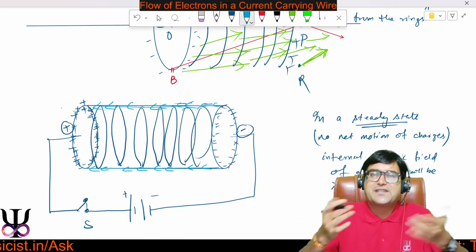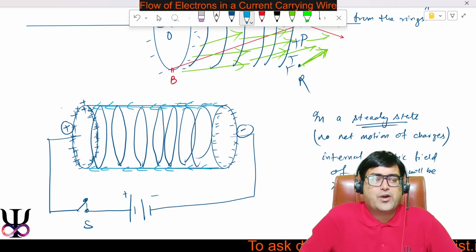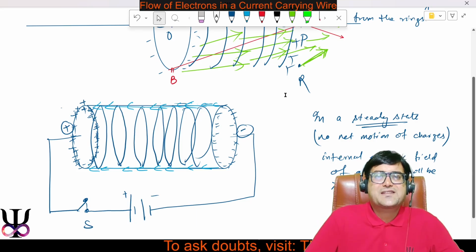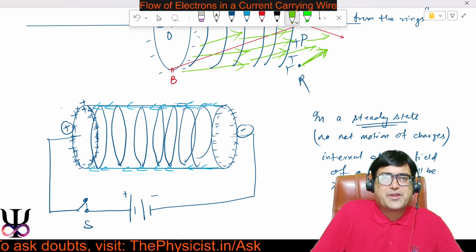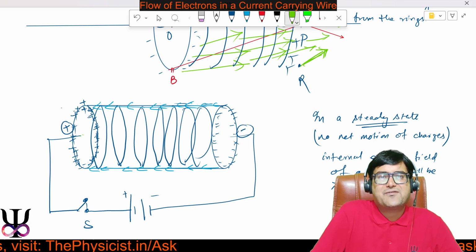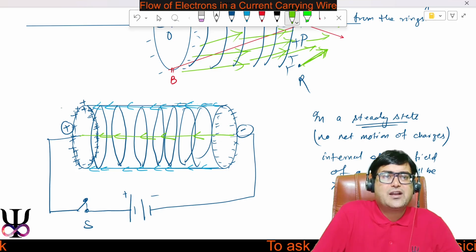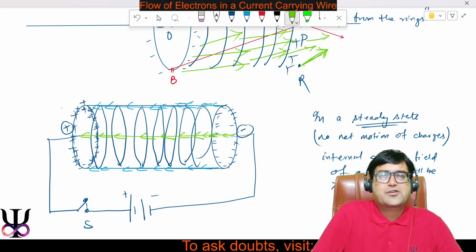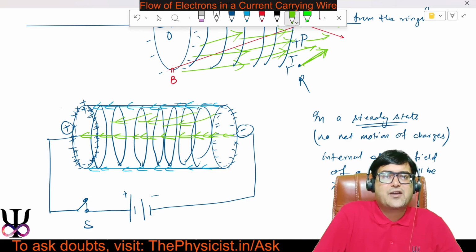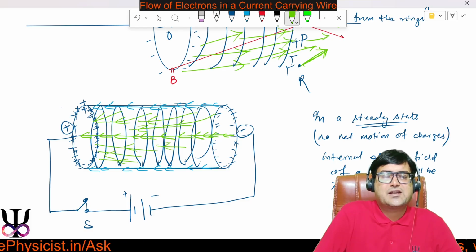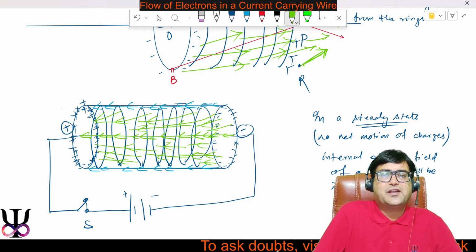Now what happens inside the wire? It's the same thing as we have discussed in the previous case. Along the axis of the wire, the electrons are going to push along the axis, and the rest of the electrons are going to be squeezed towards the axis and towards the left. And this is going to continue.